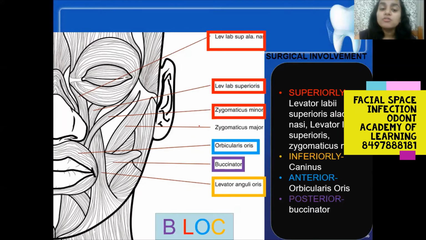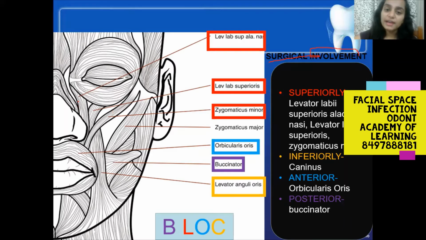Also, the second reason why we should know it is for surgical treatments that we do, like incision and drainage, or if we are trying to aspirate something out, to prevent penetration into the anatomical or any other vital structures which are present, we need to know the surgical involvement or the surgical boundaries.